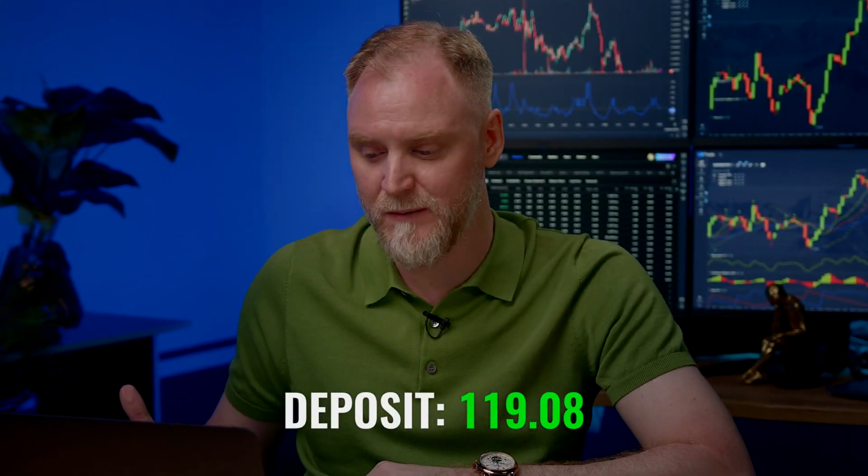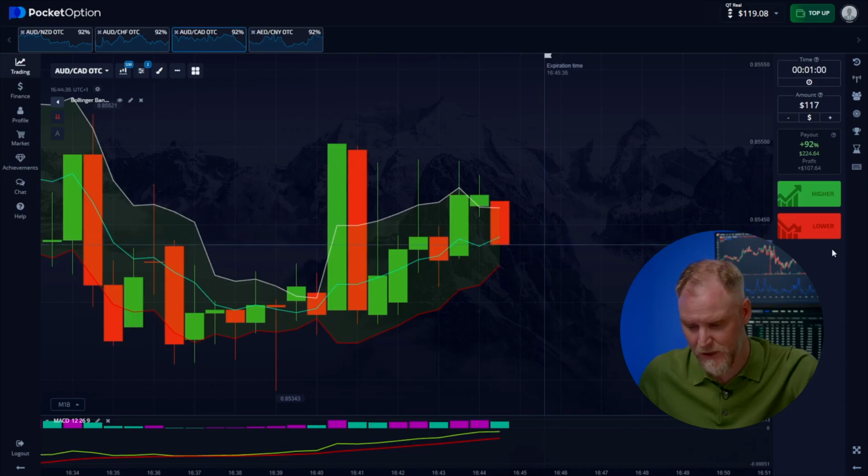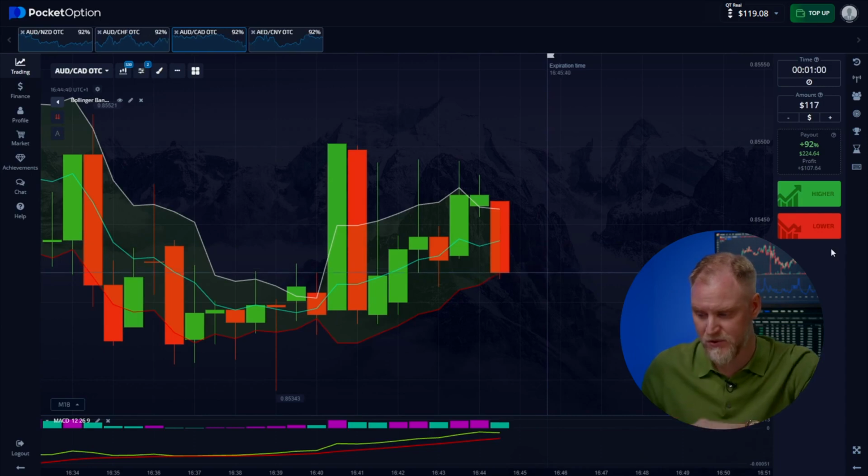Now the balance is up again, time for the next step. And the Aussie and Swiss pair doesn't look promising, so I'll switch to the Aussie and Canadian. I'm investing 117. Analyzing the chart, I see an opportunity for a short position, so let's go short.